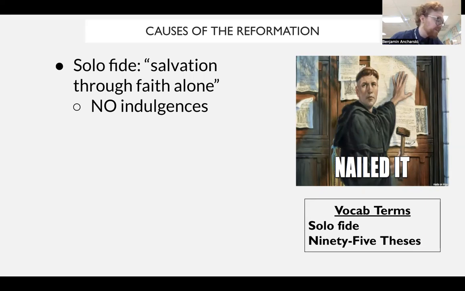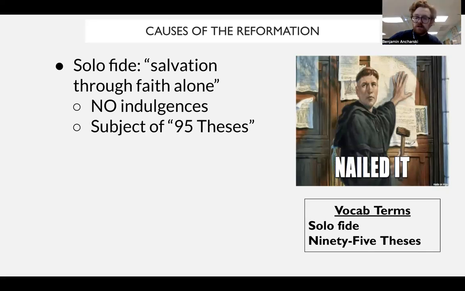So the idea of faith alone is basically this idea that in order to achieve salvation, you need to understand through your own individual interpretation what the Bible is saying. And if you do have faith, absolute faith in the Bible and what it says, you're guaranteed salvation. And that essentially is going to be part of the subject of the 95 Theses.